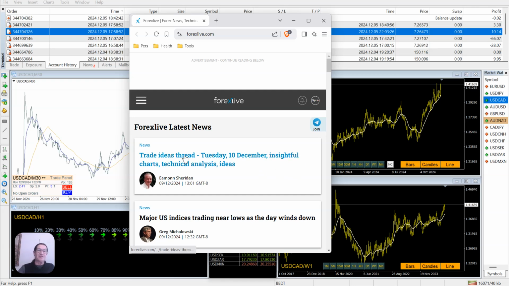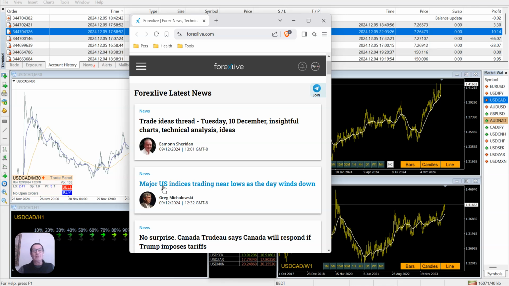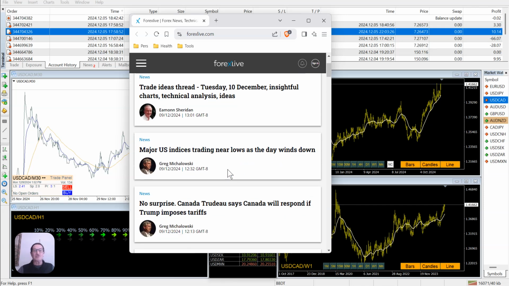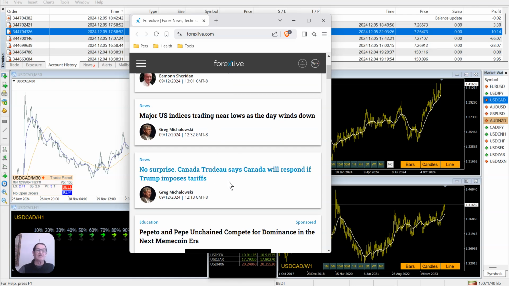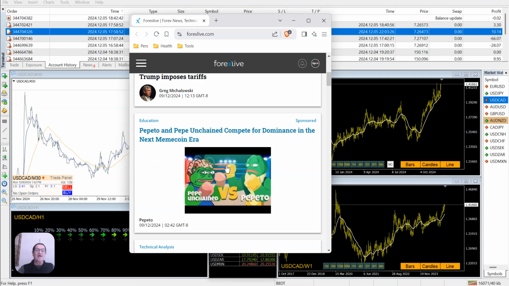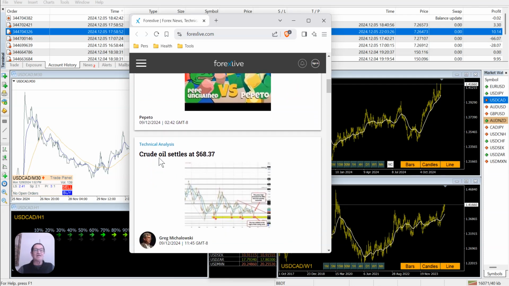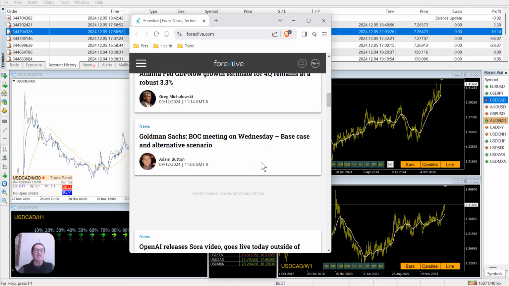And for example, here it gives you trade ideas. This is already for Tuesday. We're only on Monday here on the West Coast. Here we go. Major U.S. indices trade near low. I mean, that has to do with stock, but it's good to know. It says Canada, Trudeau says Canada will respond if Trump imposes tariffs. That may affect the dollar, but it's something to keep in mind. I just scroll, I only read titles. It talks a little bit about everything.